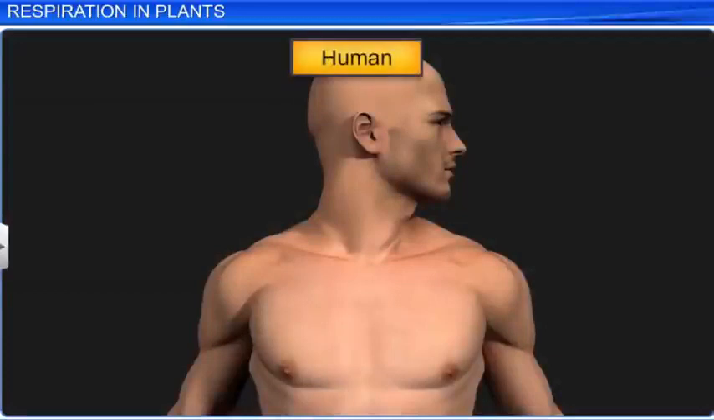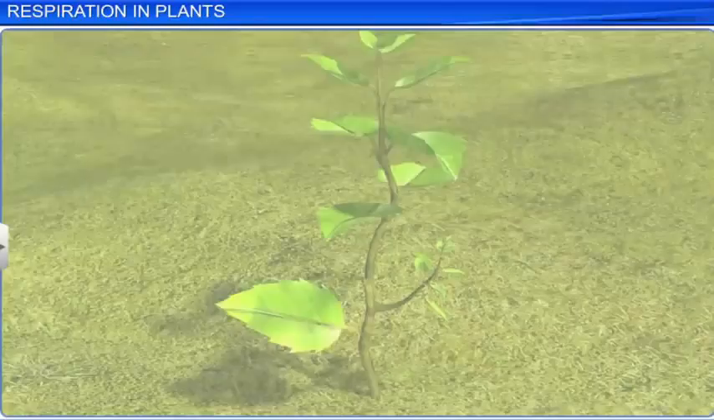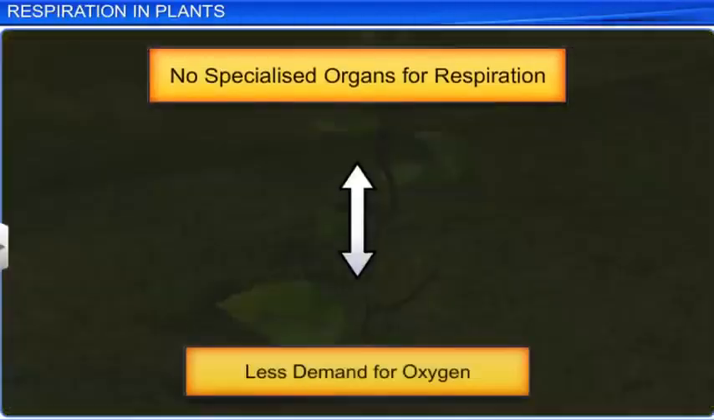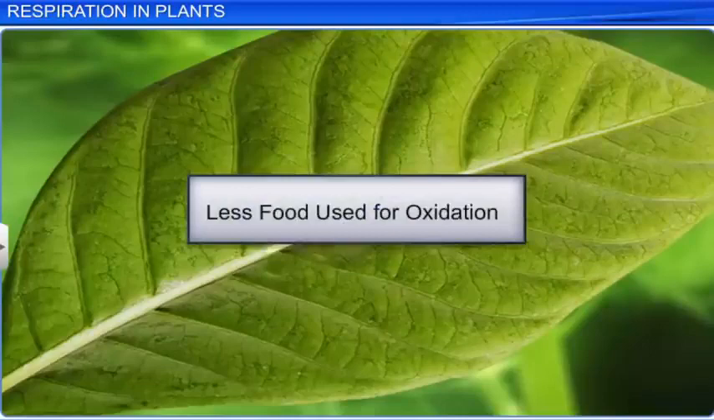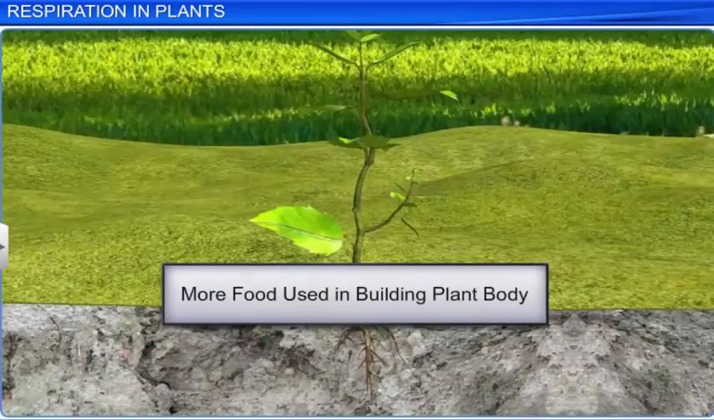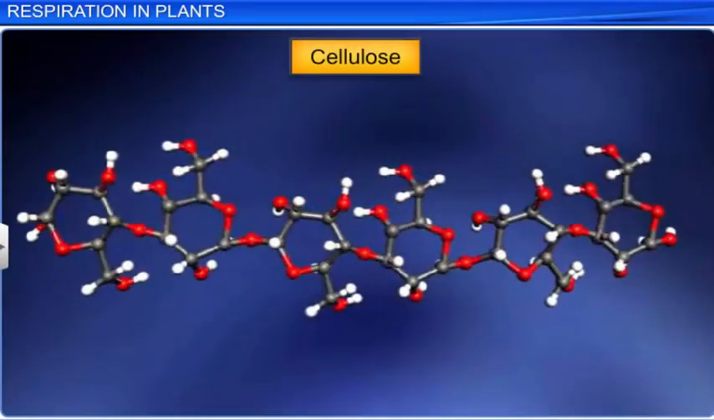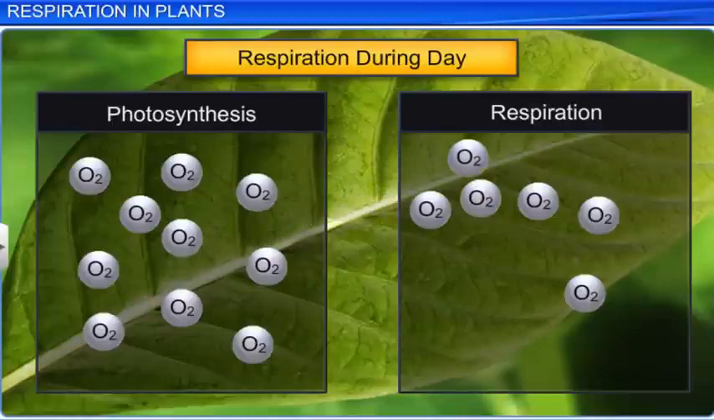While humans use their respiratory organs to take in oxygen, plants have no such specialized organs. This is because plants utilize less oxygen for the oxidation of food. Plants utilize only a small amount of food for oxidation, and the rest is used in building their body, in the form of cellulose. Further, the demand for oxygen is supplied during photosynthesis, where oxygen is an end product.